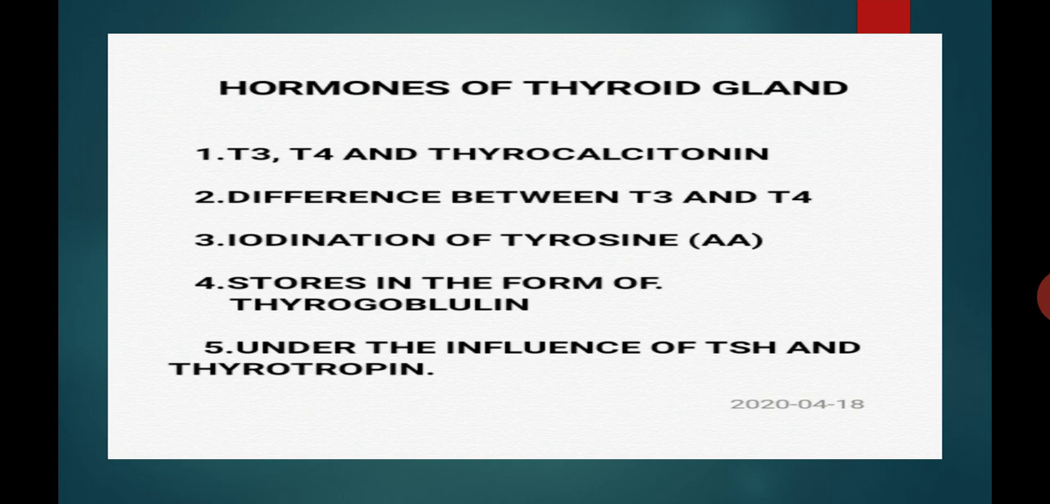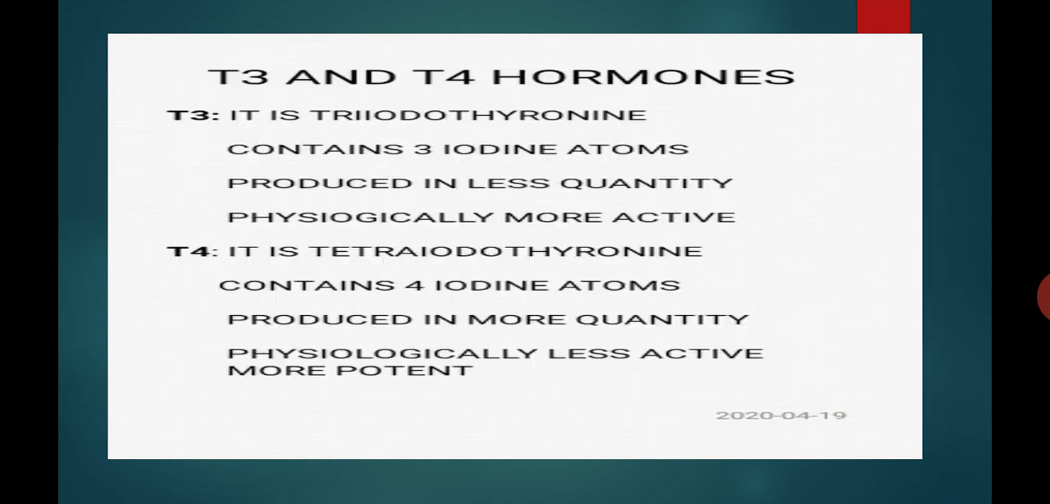If there is a deficiency of iodine in your diet, then T3 and T4 hormones cannot be synthesized. Then, under the control of a hormone called TSH, thyroglobulin breaks up and T3 and T4 hormones are released into the bloodstream. This is about the hormones of the thyroid gland.